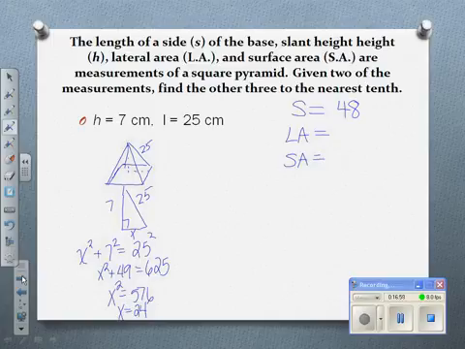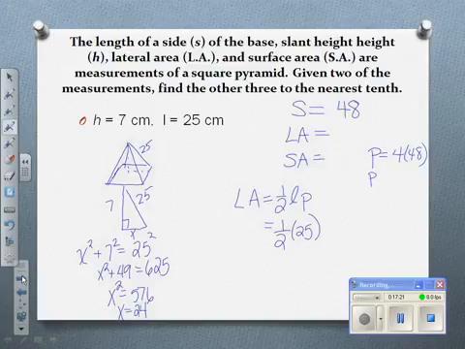So the lateral area is 1/2 the slant height times the perimeter. So my slant height we were given was 25. The perimeter, if one side is 48, 4 times 48 is going to be 192. Sometimes I do all of this scratch work off to the side. So then my lateral area is going to be 2,400 square centimeters.